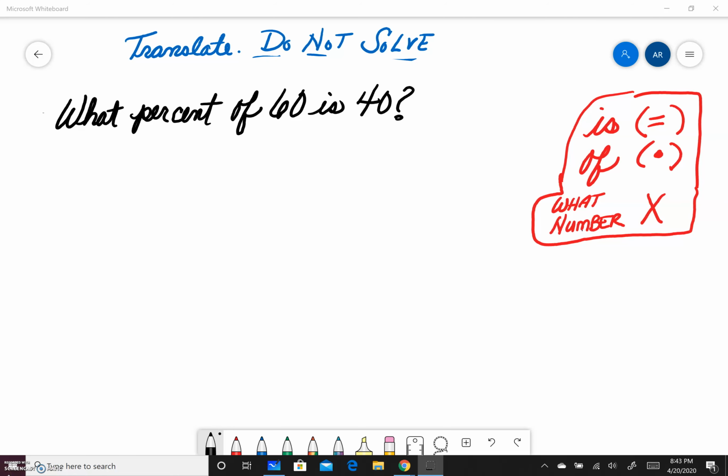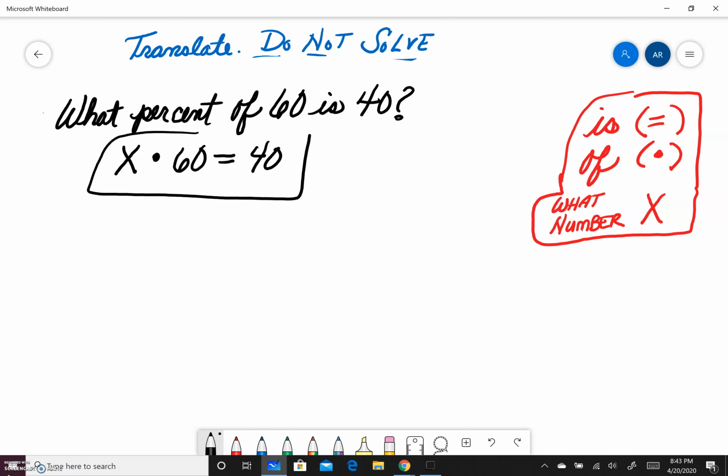Here's our last one, to translate the equation, not solving it. We read what percent. I hear that word what, so I'm going to start filling it in as the unknown variable x. Of, which is multiplication, 60 is, which is our equal sign, 40. There you go. That one has been translated, and that's the way you would enter it into the system.